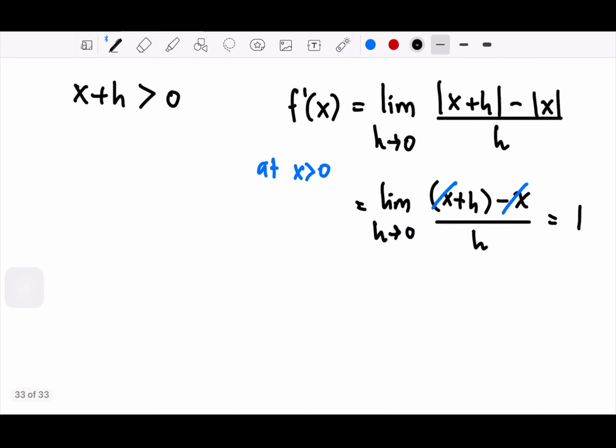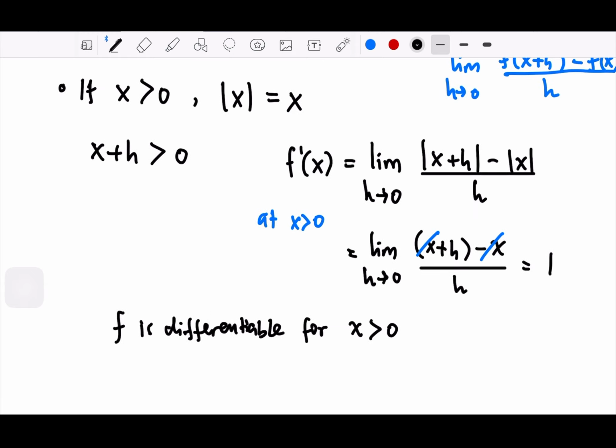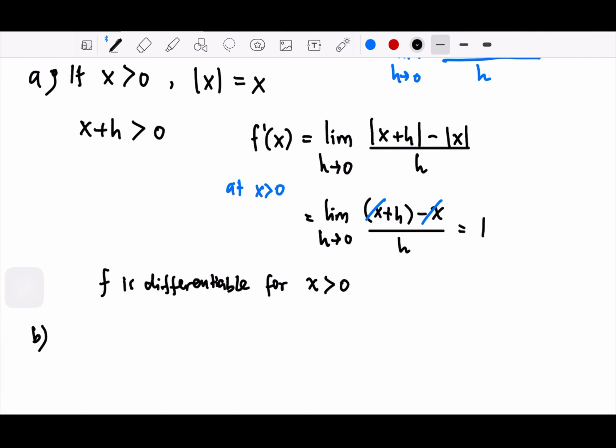So f is differentiable for x that is positive. Let me write, this is the first section. We can look at another section, which is when x is negative. So if x is negative, the function becomes negative x, right?